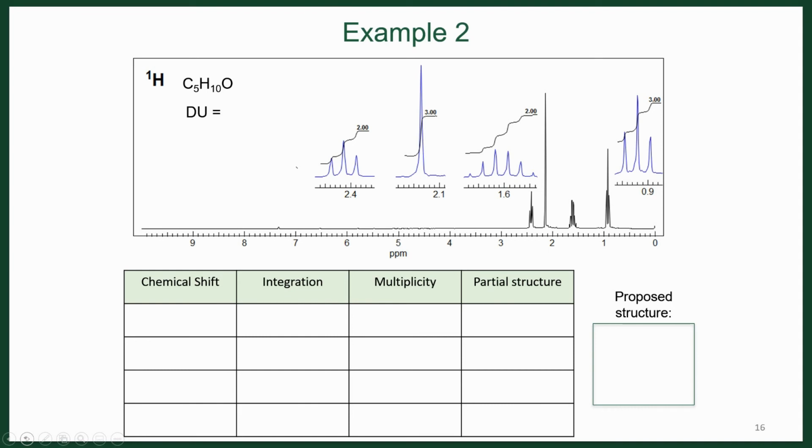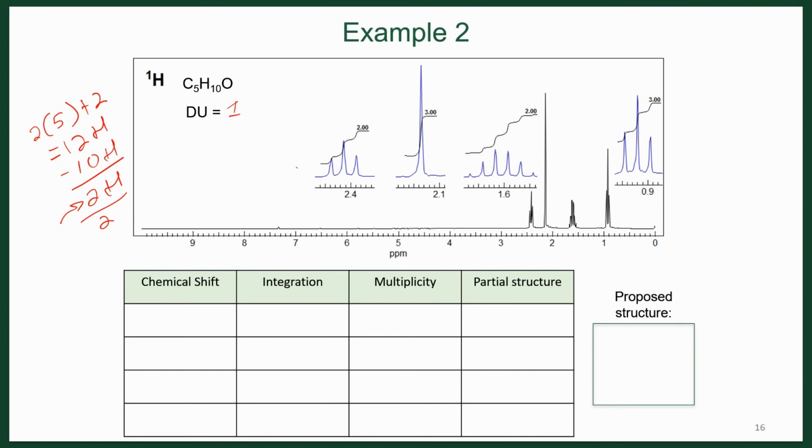So again, let's start off by calculating our DU. So we have 5 carbons here, so we're going to do 2 times 5 plus 2. So we could have a total of 12 hydrogens associated with this, but in our actual signal we only have 10, and so we're missing 2 hydrogen atoms. And of course we could divide that by 2 to give our actual DU value of 1.